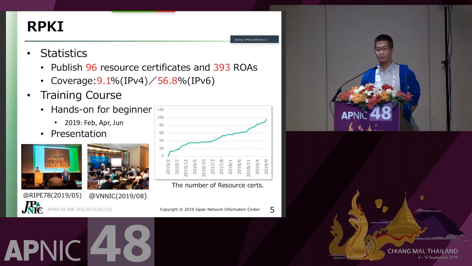Next topic is RPKI. Four years ago, we started the RPKI experimental service. Now we have issued 196 resource certificates and 393 IPv4 ROAs. The covering ratio for IPv4 prefixes is 90.1%, and for IPv6 is 56.8%. Because the number of certificates and ROAs is increasing, we are talking about the transition to upgrade this service level.